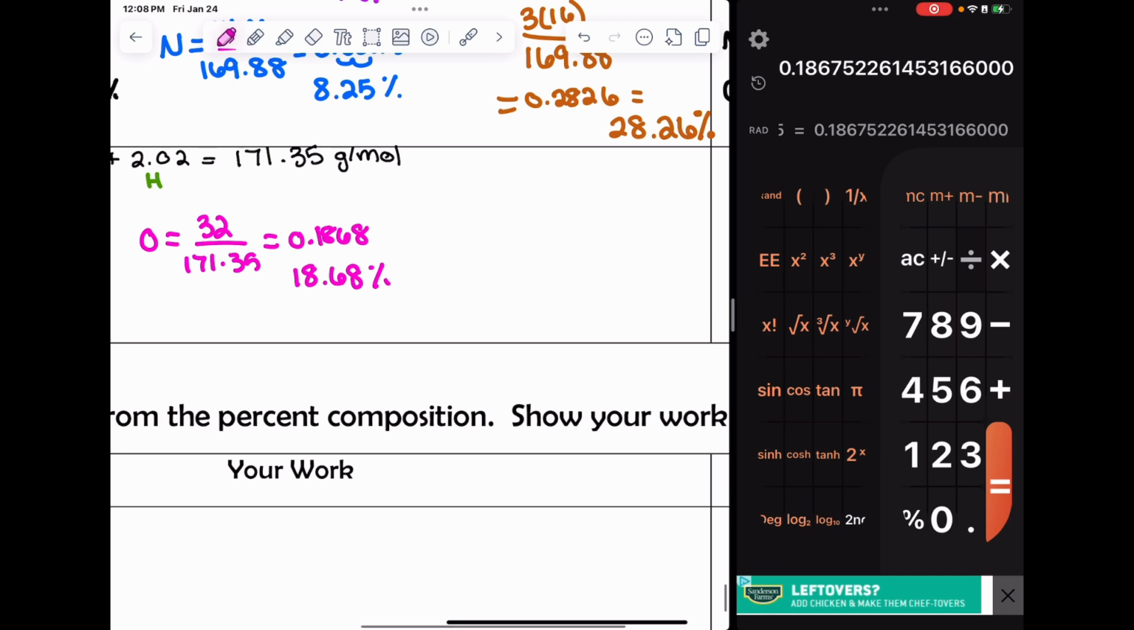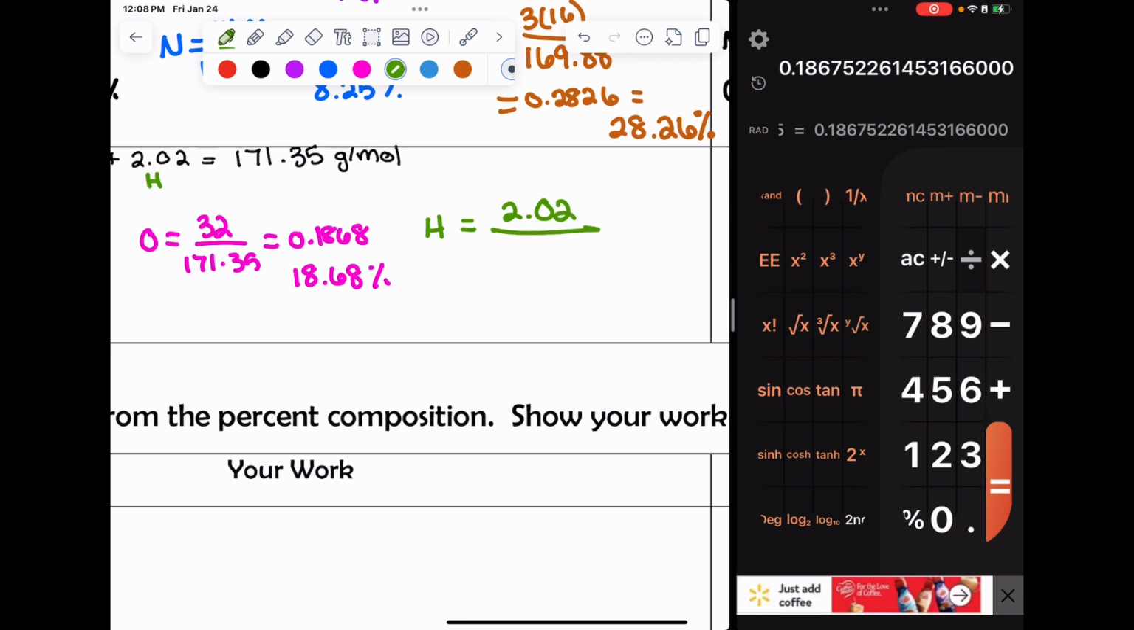And doing the last part for hydrogen, hydrogen had a mass of 2.02 divided by the total. I'm going to hurry up and plug this in because there are people coming to class.